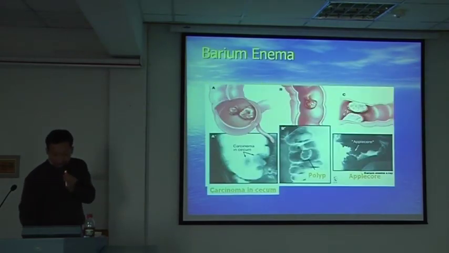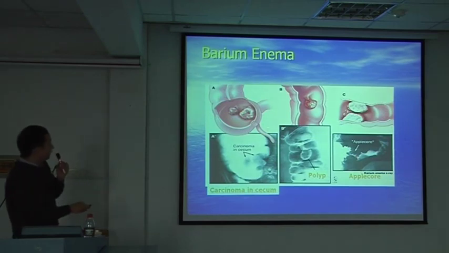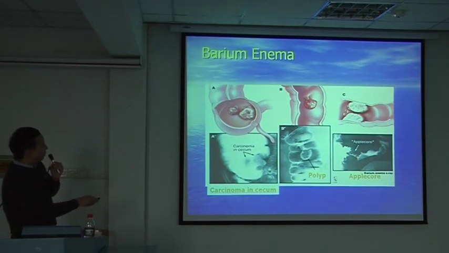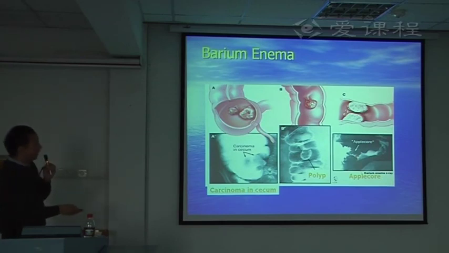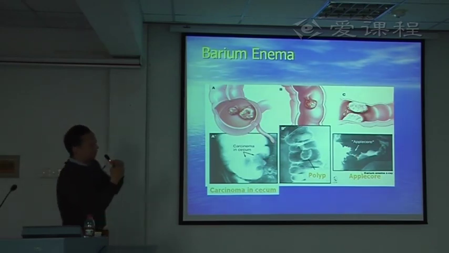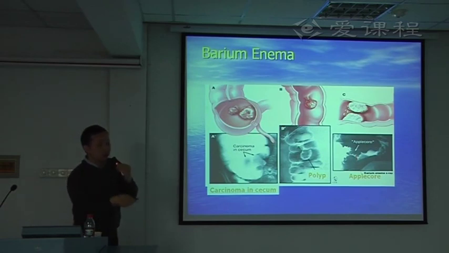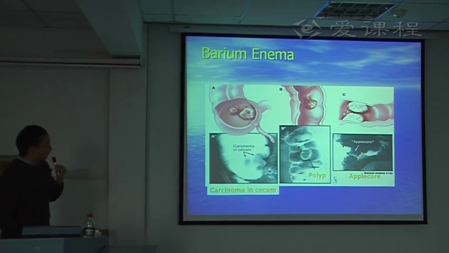It's the same. So barium enema, the tumor here. So cancer is in the cecum, and there is a polyp here. What kind of polyp is this one? Yeah, pedunculated. Okay. And this is carcinoma. Because it causes constriction, it's called the apple core appearance.